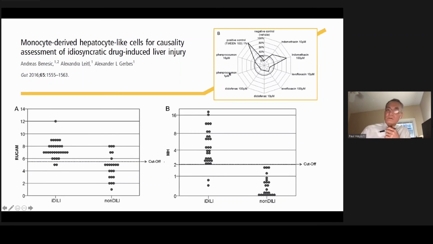And they just do a straightforward lysis assay. I believe it's LDH. So, for example, this is the positive control using 100% Tween. They get 100% lysis. And then this is the vehicle down here at 0% in these spider diagrams. And in this particular case, it was indomethacin that was the drug that caused the DILI. So this is very interesting data.